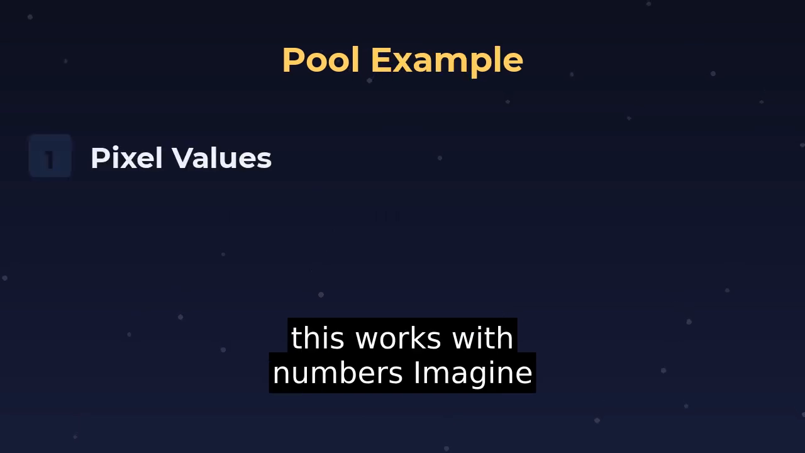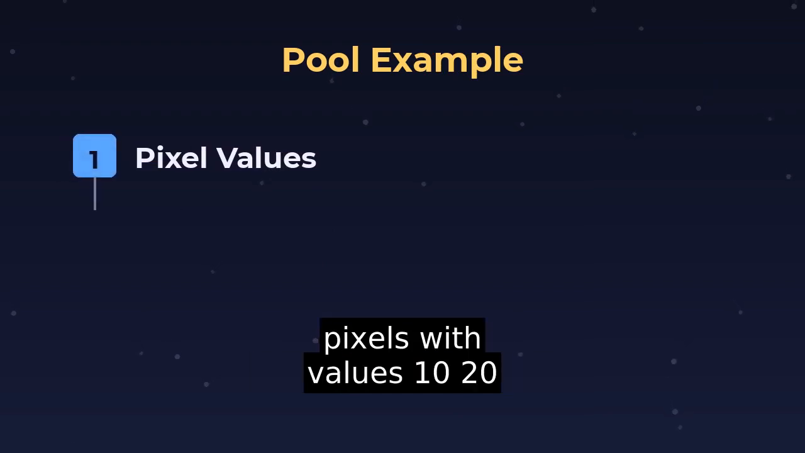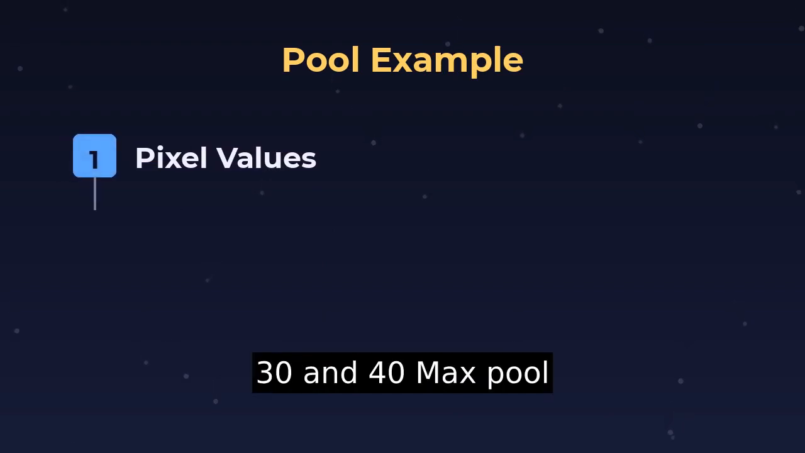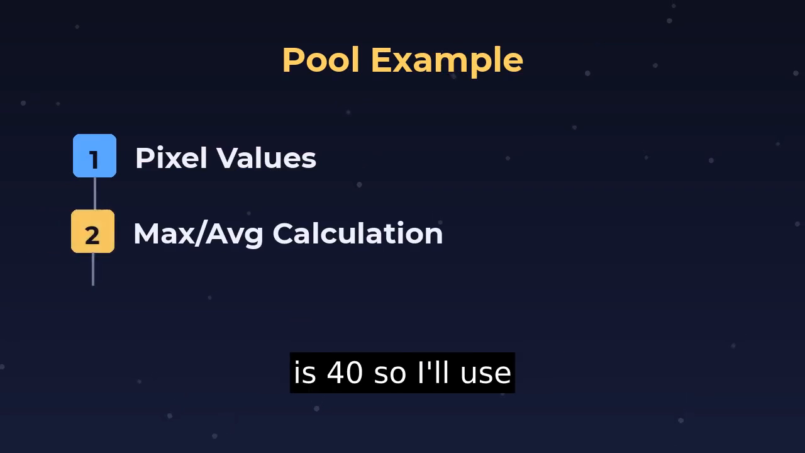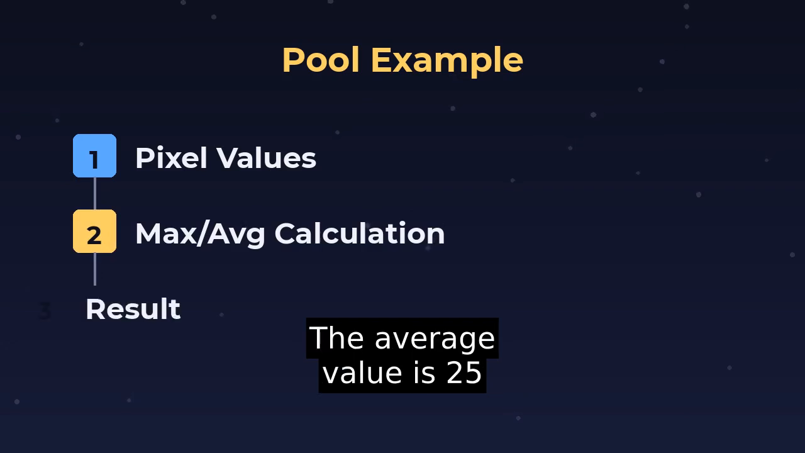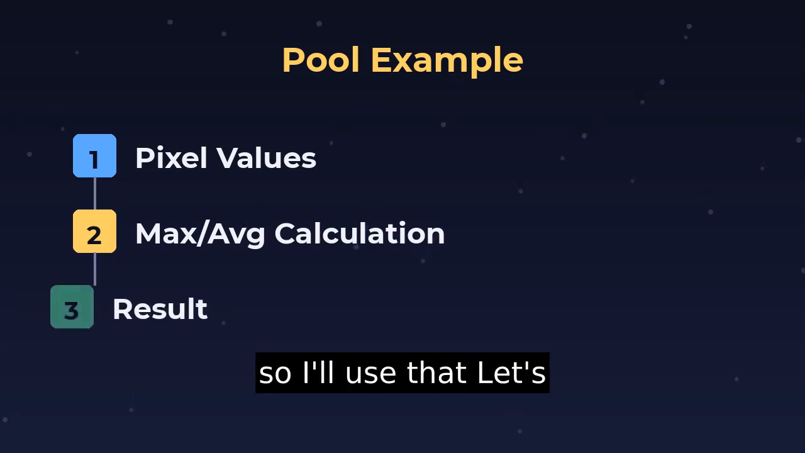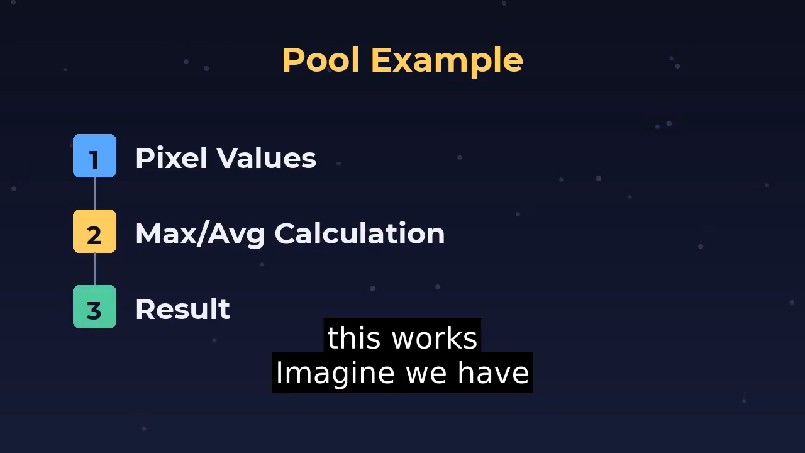Let's see how this works with numbers. Imagine you have a group of pixels with values 10, 20, 30, and 40. Max pool would say, the biggest value is 40, so I'll use that. Average pool would say, the average value is 25, so I'll use that. Let's see an example of how this works.